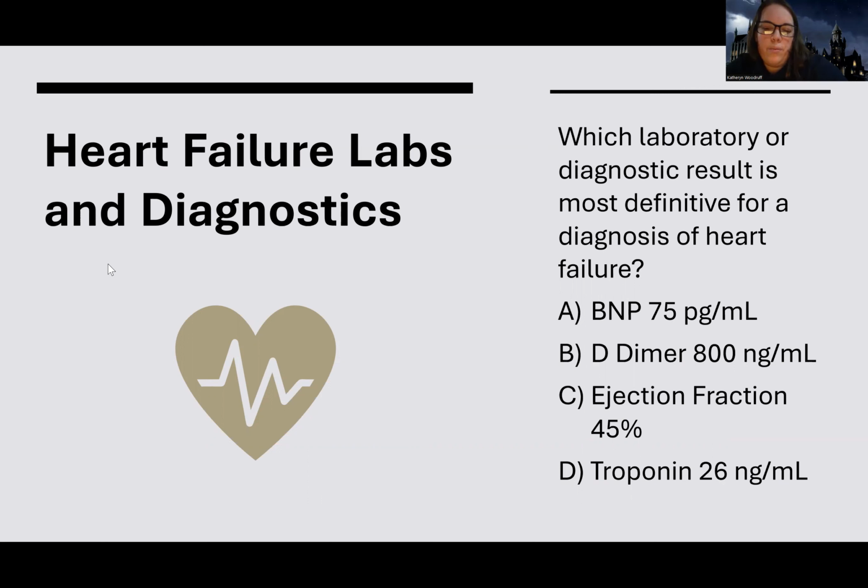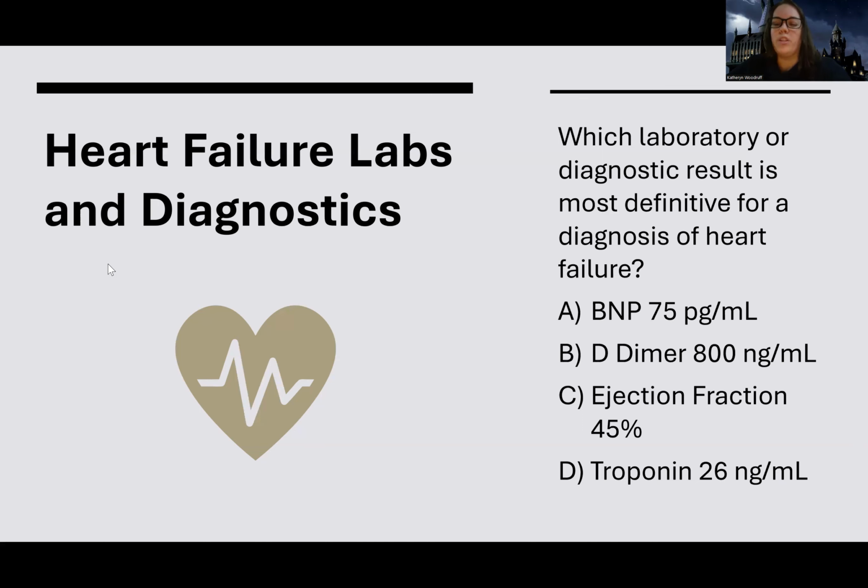D-dimer 800. This would be telling of a blood clot somewhere in the body, but I don't know about it actually being telling for heart failure. Ejection fraction 45. I know ejection fraction is very specific and helpful for heart failure. Normal is 55 to 70, so this is low. I would think this is pretty definitive for a diagnosis of heart failure, but let's keep going.